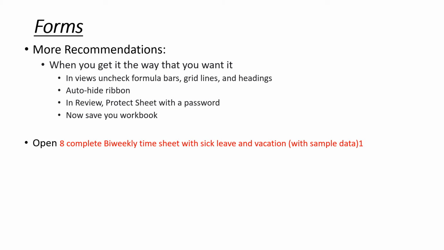Once we have it the way we want it, let's go up to the top bar and uncheck Formula Bar, Grid Lines, and Headings in the Views section. Now up in the upper right corner again with the little arrow, we'll click it and select to auto hide the ribbon. Now we'll go down to the Preview tab and protect sheet with a password.